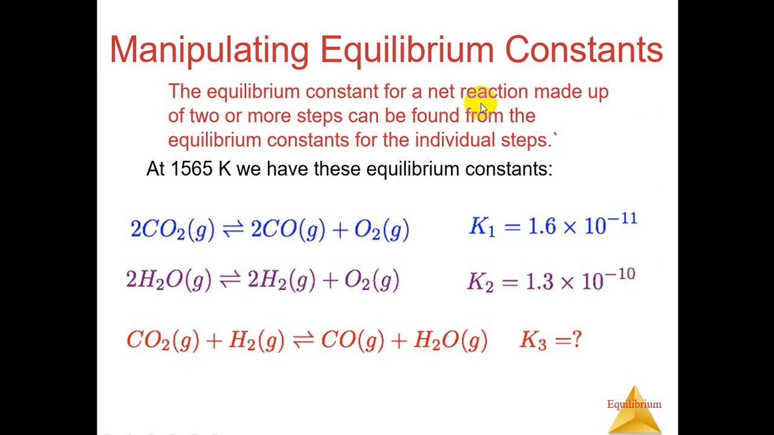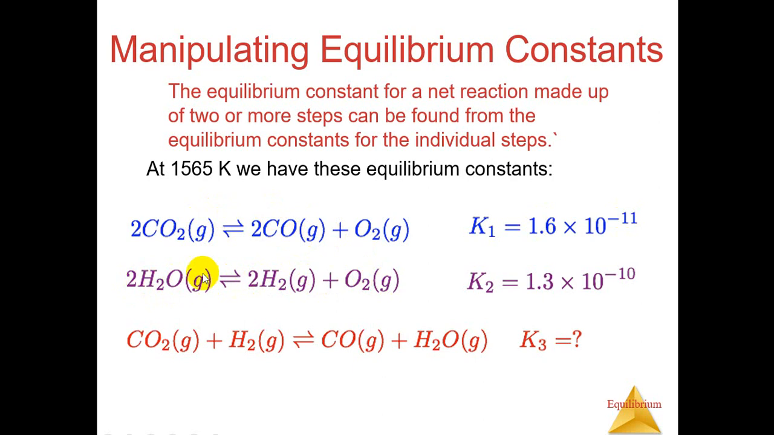The equilibrium constant for a net reaction made up of 2 or more steps can be found from the equilibrium constants for the individual steps. So if you have a chemical reaction that combines 2 or more steps, let's say we have 2CO2 gas giving us 2CO gas plus O2 gas. This is the first reaction, giving us an equilibrium constant of 1.6 times 10 to the power minus 11. Then we have another reaction, 2H2O giving us 2H2 plus O2 gas.